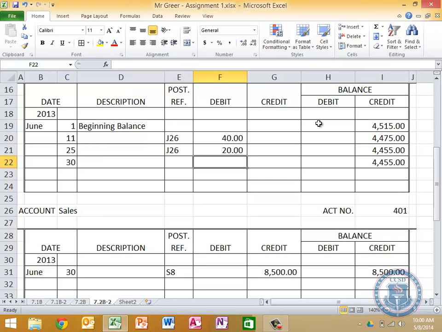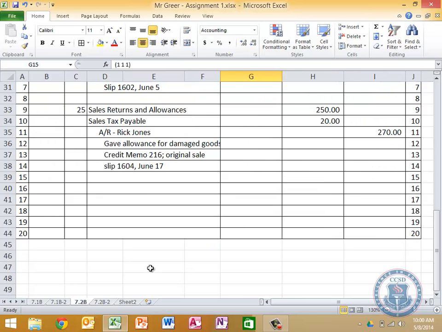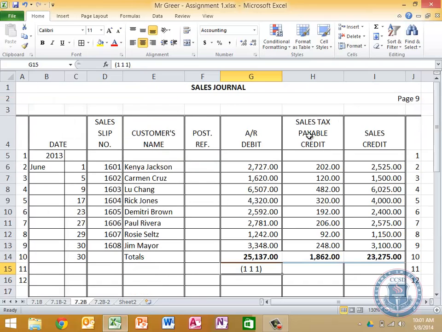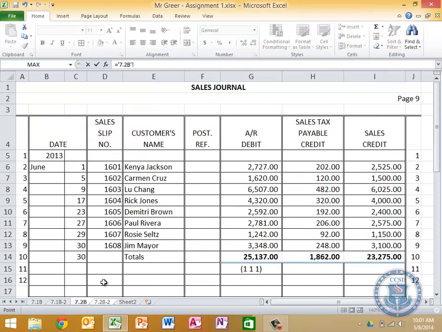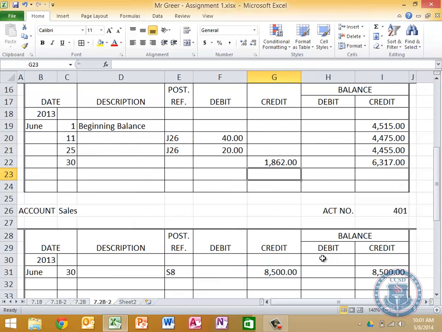And our last one is going to be our end of the month. I'm just going to click over to the end of the month before I do anything. Sales tax payable. Where does it go? Debit or credit? Credit. Exactly. So we're going to come back and we're going to say this is a credit this time. This equals 1862. And now we have our balance of 6317.